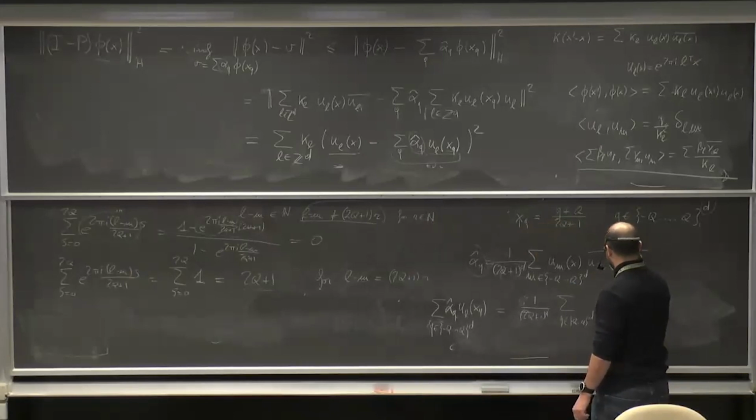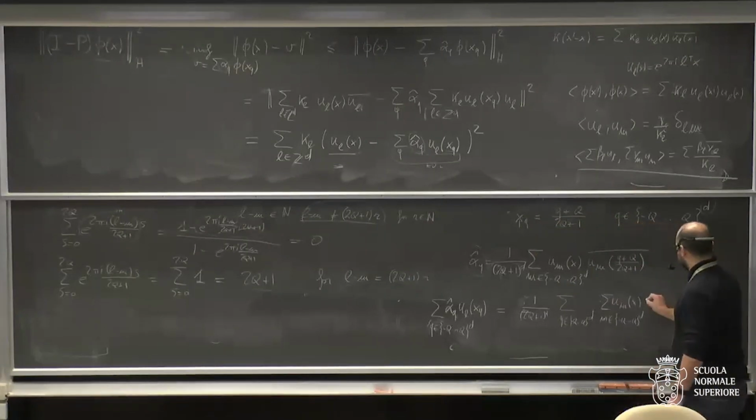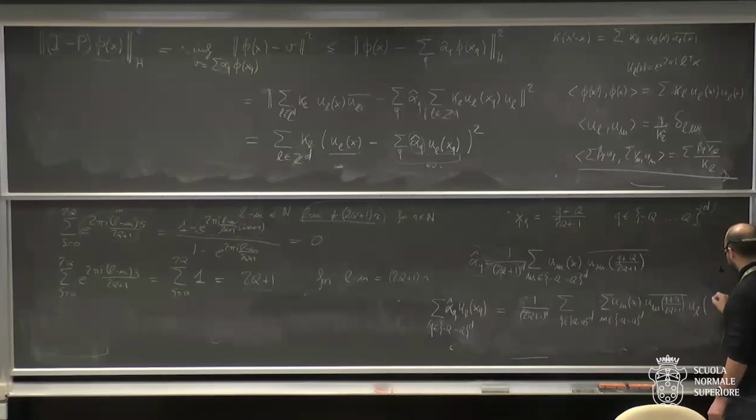Okay, now I expand this. And then I have this one. Okay, what is this? Well, this one is exactly e^{2πi}... how did I put the sign? So it is (L minus M)/2 plus Q transpose Q.